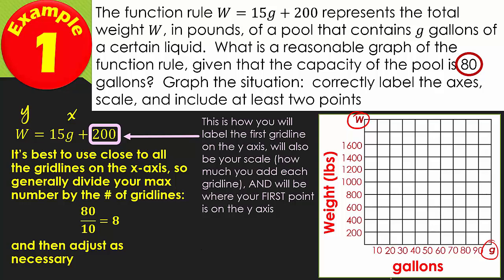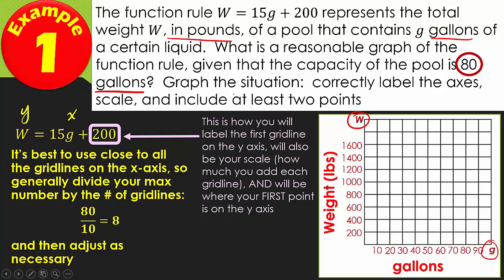So these numbers down here represent gallons, all of these, which we can find from here. So it's 80 gallons. And then this is the weight, because we talked about W being the weight in pounds. We also saw that it was G gallons. So that'll help you determine how to label this. And then finally, we need to actually go ahead and put our graph on here.